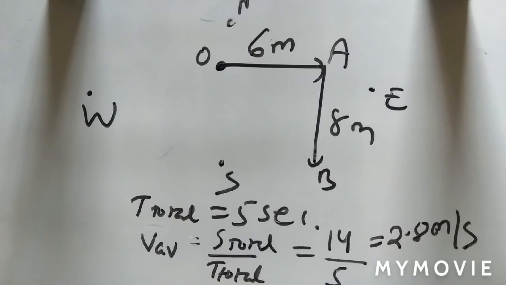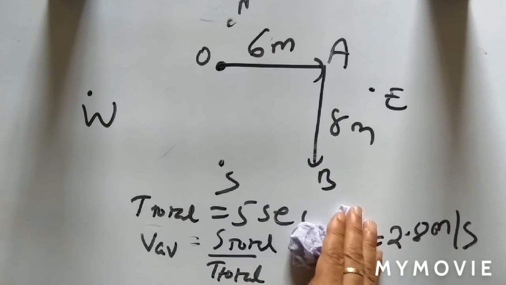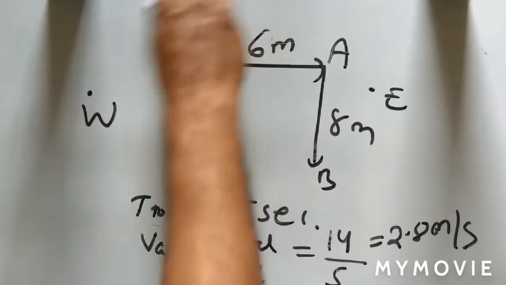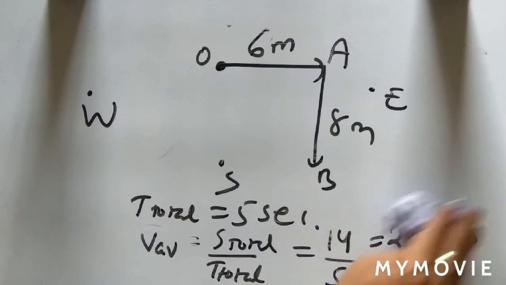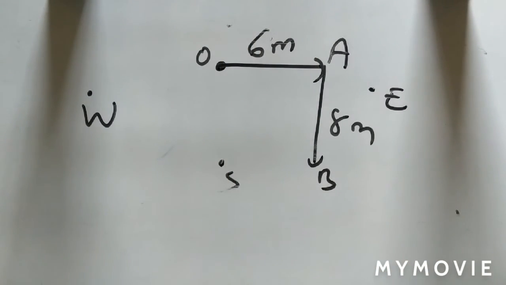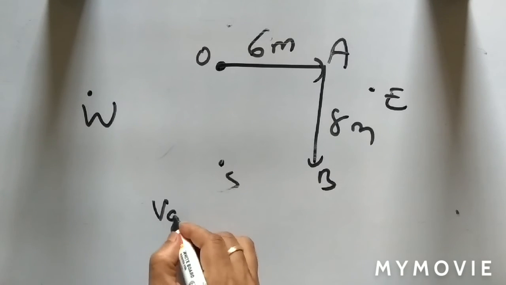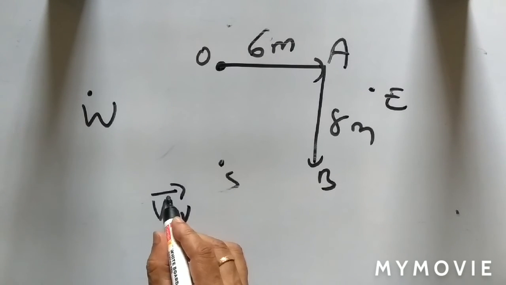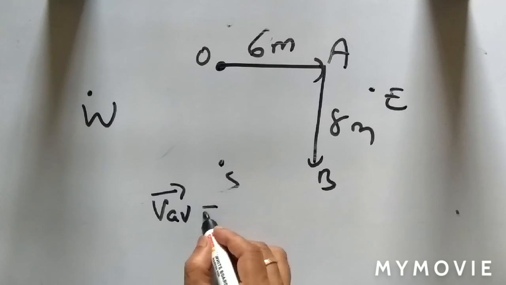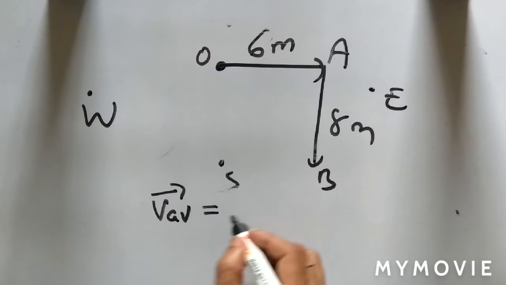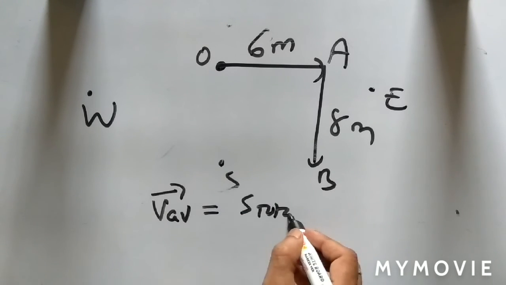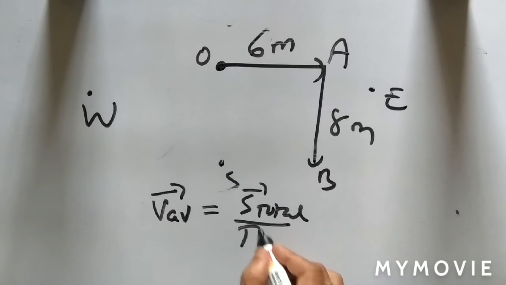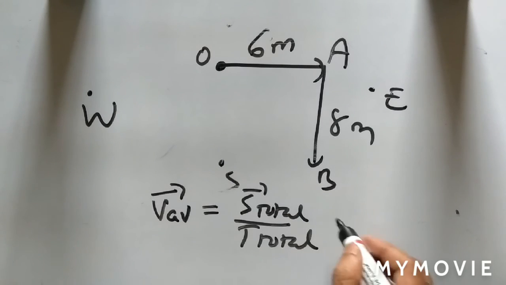So average speed is equal to what? Total distance by total time. Now see, the starting point is O, the final point is B. So what is the actual path covered? Distance means the actual path covered. Actually, the man moves 6 meter, then 8 meter. So total distance covered is 14 meter.